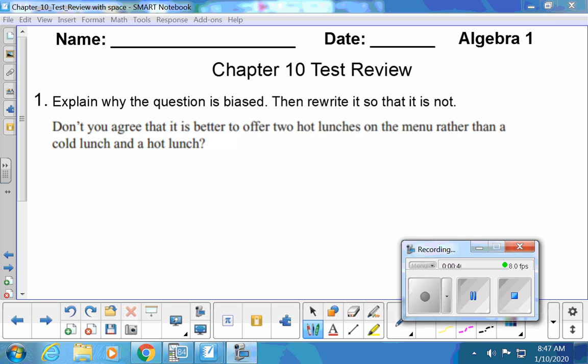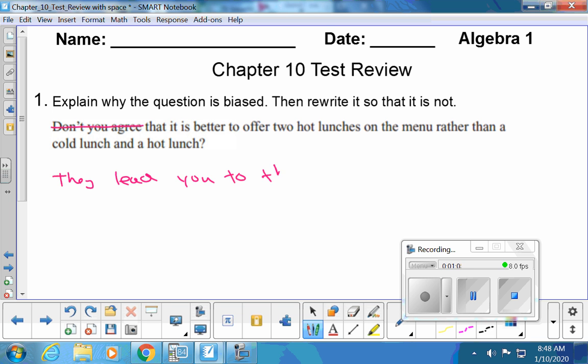Why is this question biased and rewrite it so it's not: don't you agree, it's better off to offer 2 hot lunches on the menu rather than a cold lunch and a hot lunch? So we're going to get rid of "don't you agree." First of all, we need to explain why the question is biased. They lead you to their answer, I think. So we're going to definitely get rid of "don't you agree." But how could we maybe word it?